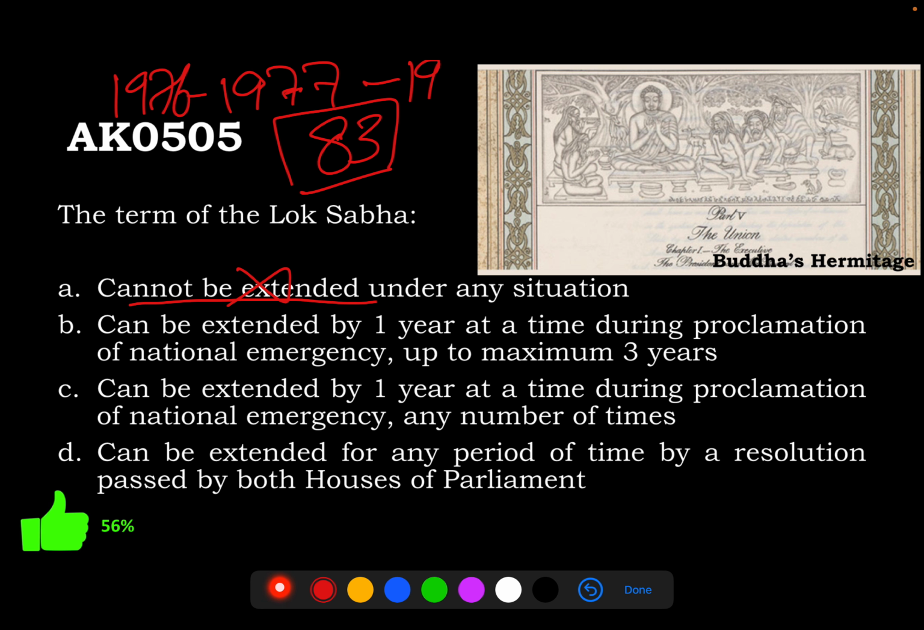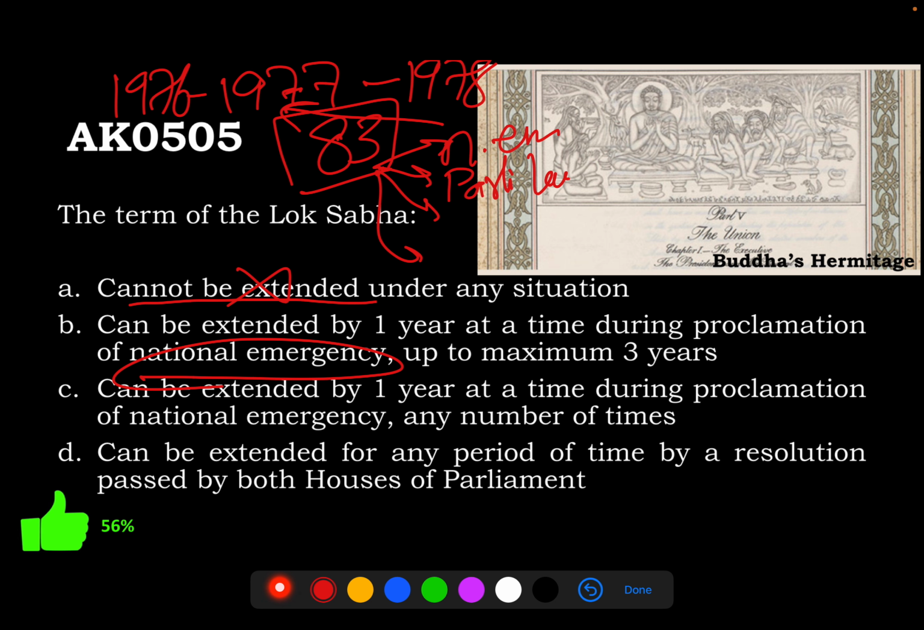It was also further extended till 1978, which was not used because in 1977 emergency was dropped and we had to conduct election. Anyway, so what does Article 83 say? There are four important points Article 83 makes. Firstly, there must be national emergency. So only during national emergency it can be done by Parliament making a law, no other way, simple majority.